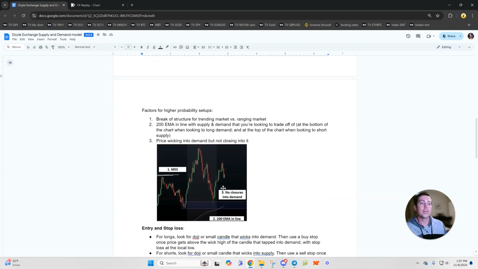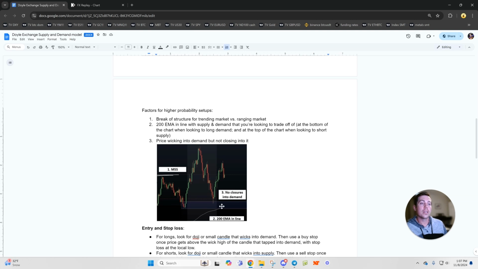But with his model specifically, he had a video where he went over factors for high probability setups. And essentially the three things that he shared in that video was, you want to see clear breaks of structure. He says this strategy works best in trending markets, not when it's just ranging back and forth. So if it had just wicked this high and then came back down, he said that's not as high probability. If you have clear trending markets with breaks in structure, then these supply and demand zones will be more respected.